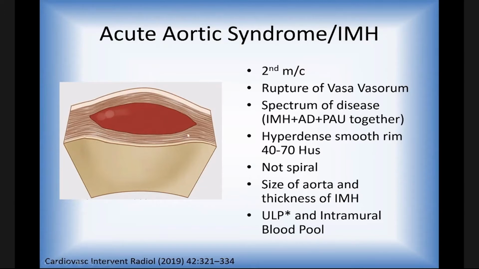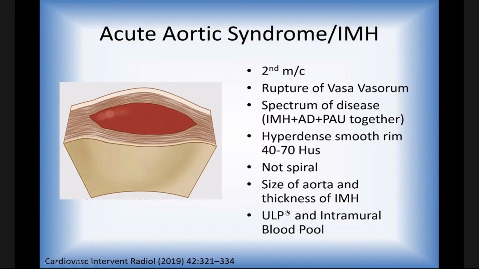So how do we see this intramural hematoma? The blood is in the media, right here, and sits there. So we see a hyperdense, smooth-margin area in the tunica media. The Hounsfield units of blood are about 40 to 70, and it's not spiral. The course is straight down. And the size of the aorta itself and the thickness of the intramural hematoma have a clinical implication and can tell whether the patient will do well or badly in the clinical course.